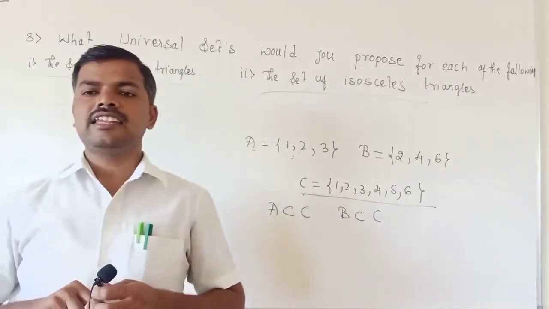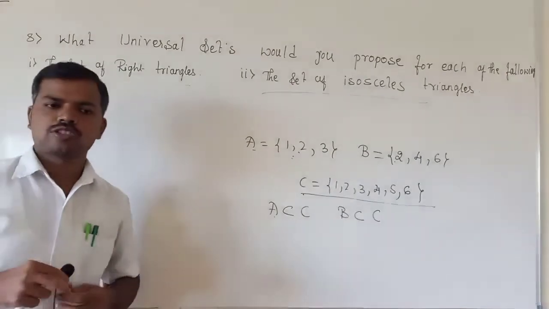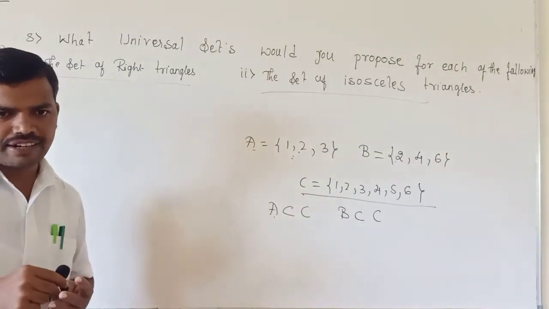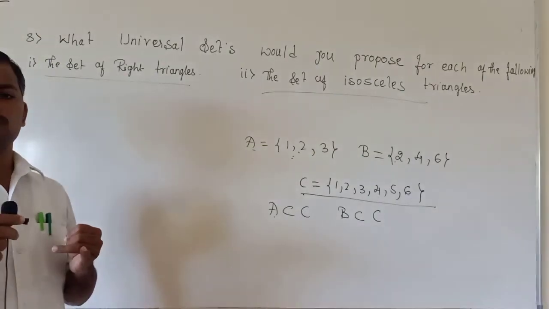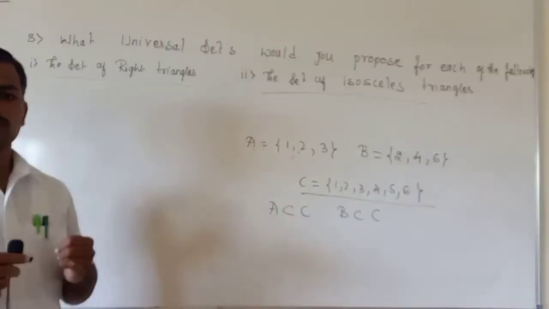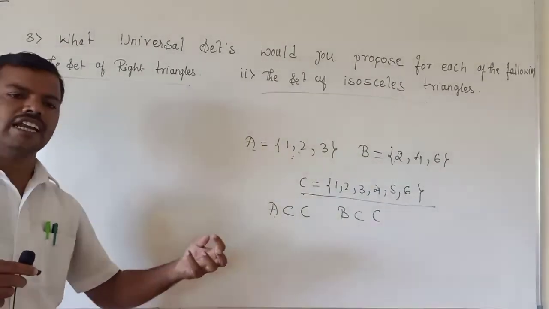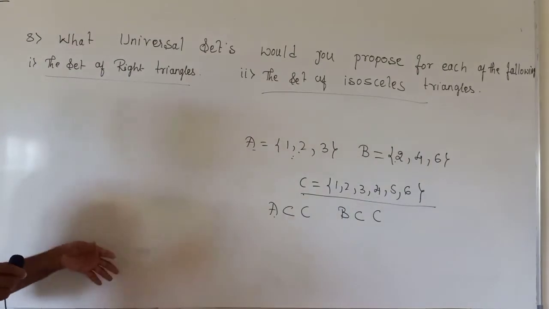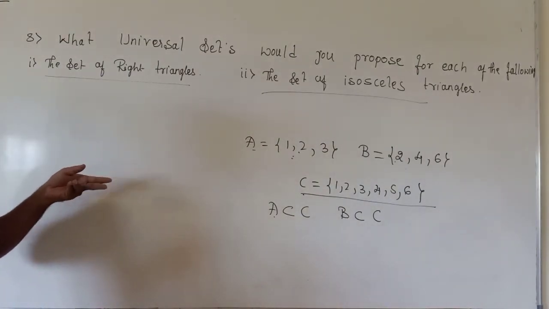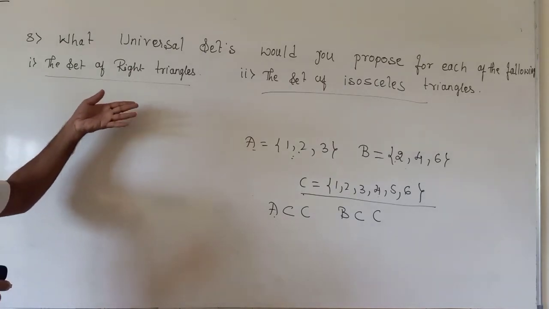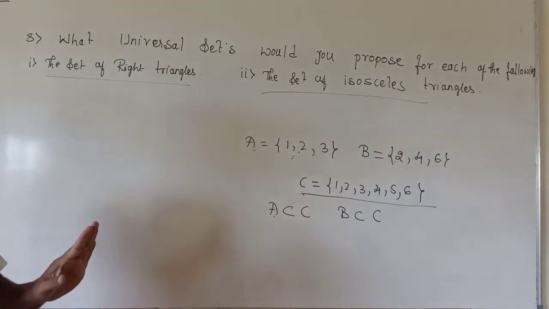Suppose we collect the triangles. In the triangles, which types of triangles do we get? We get right angle triangles, scalene triangles, isosceles triangles, equilateral triangles, acute angle triangles and obtuse angle triangles. All these different types of triangles come in the set of triangles only. So for these two examples, the set of all triangles will become the universal set.